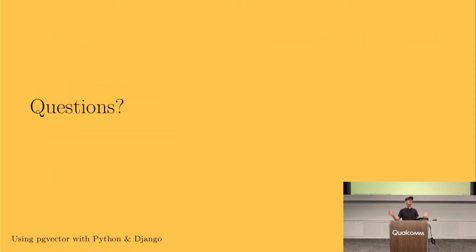Are there any questions? Yeah. The plugin is only for Postgres? There are other plugins for other databases. pgvector is for Postgres. So I know there is a thing for SQLite.